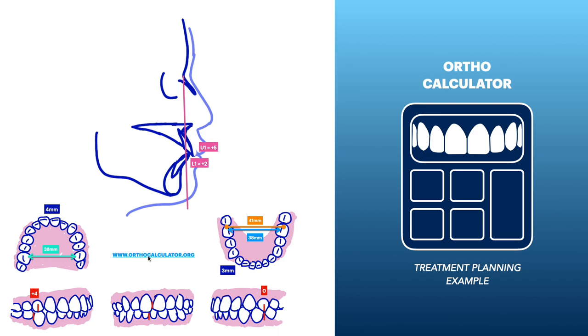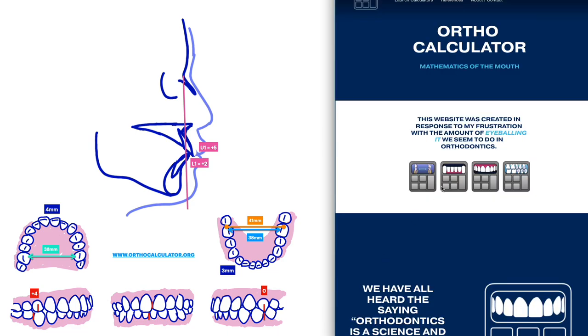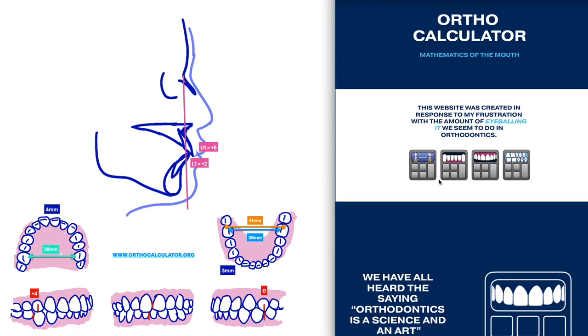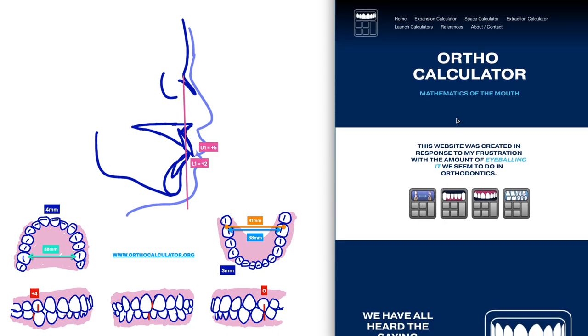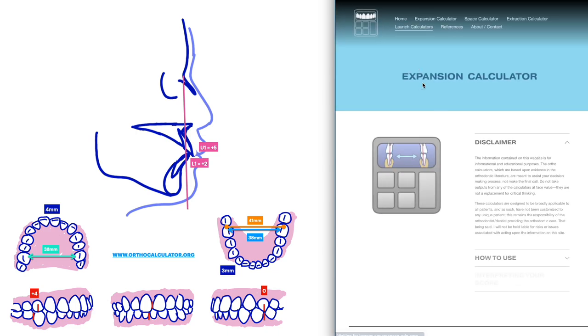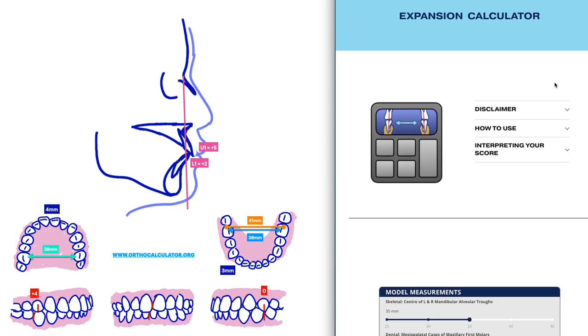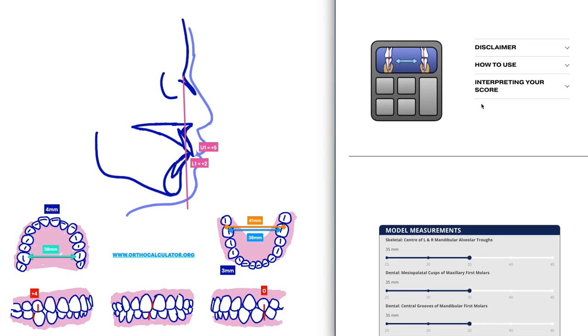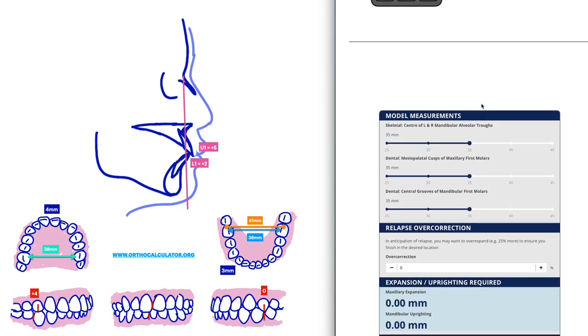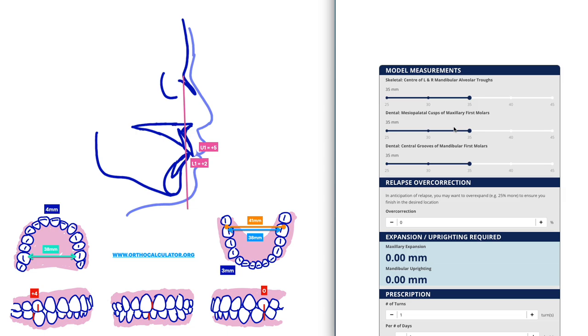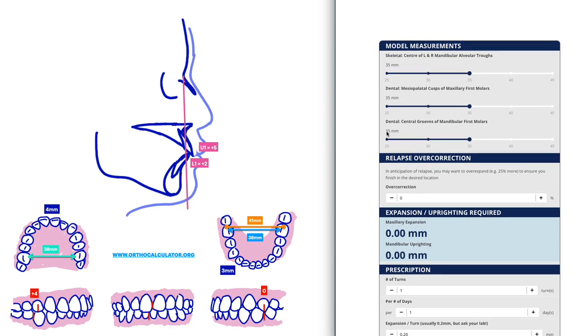So you can open up orthocalculator.org. Let me pull that up here. Okay, so first going to jump to the first calculator that you should use when you're treatment planning a case, the expansion calculator. This patient right here doesn't have any crossbites or any constriction. It's more of a matter of developing this patient's arch.